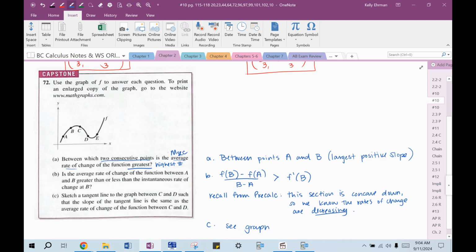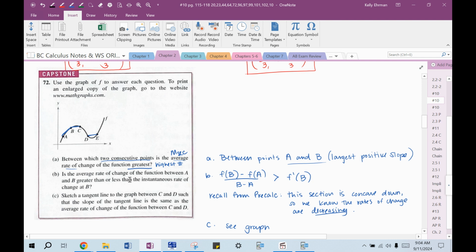So, all right, A to B is a steep positive slope. That would be a fairly high number. B to C would be a lower positive number. It can't be C to D because that's negative. And D to E is pretty shallow. So that's why I chose A and B.